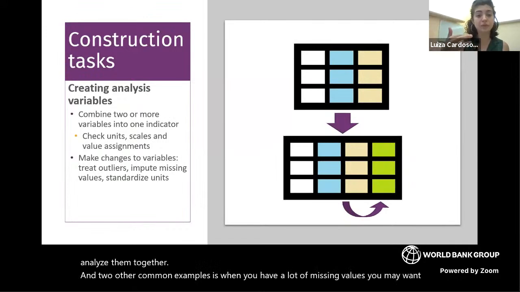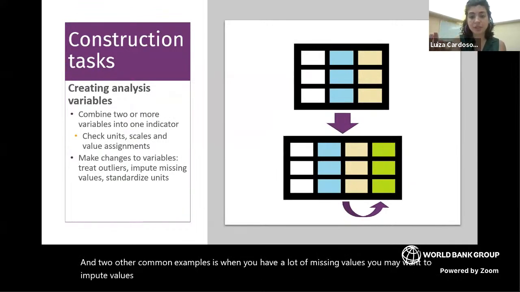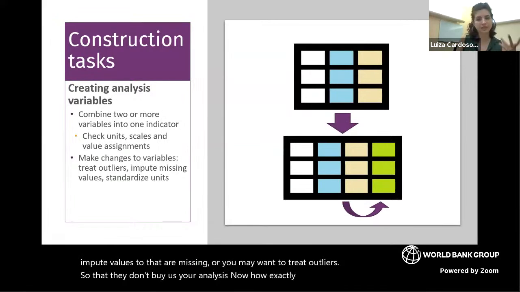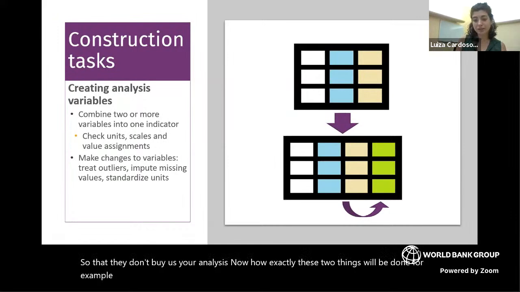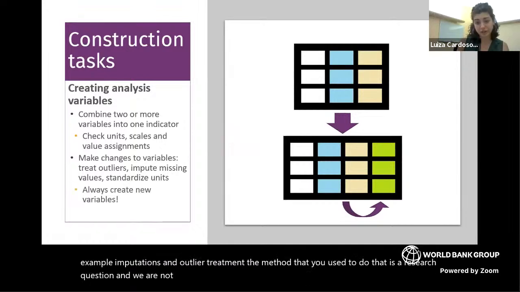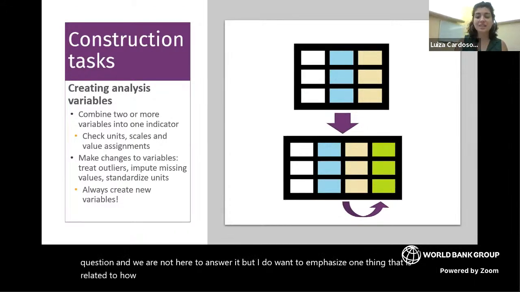And two other common examples is when you have a lot of missing values, you may want to impute values to observations that are missing, or you may want to treat outliers so that they don't bias your analysis. Now, how exactly these two things will be done, for example, imputations and outlier treatment, the method that you use to do that is a research question, and we are not here to answer it.